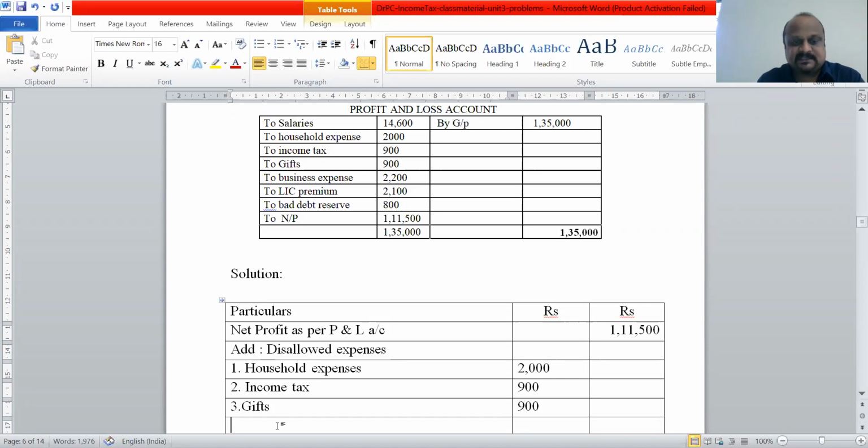Let us see the next, business expenses. Business expenses are allowed, so we are not going to add them back. Next, LIC premium, life insurance company premium. LIC is taken on whom? Persons, individuals. So this LIC premium is personal in nature. We have to disallow this. LIC premium is not considered a business expenditure.